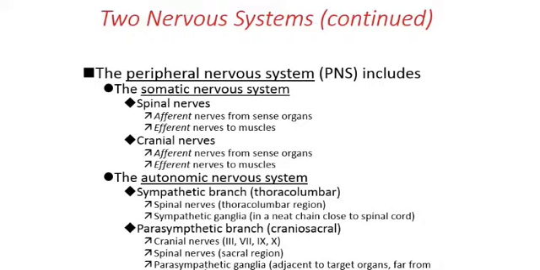And both the spinal and the cranial nerves have both afferent nerves and efferent nerves. Afferent nerves from the sense organs and efferent nerves to muscles. The autonomic nervous system can be broken down further into two sections, the sympathetic branch and the parasympathetic branch.